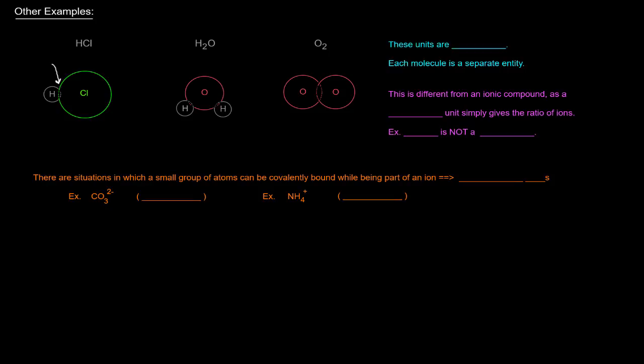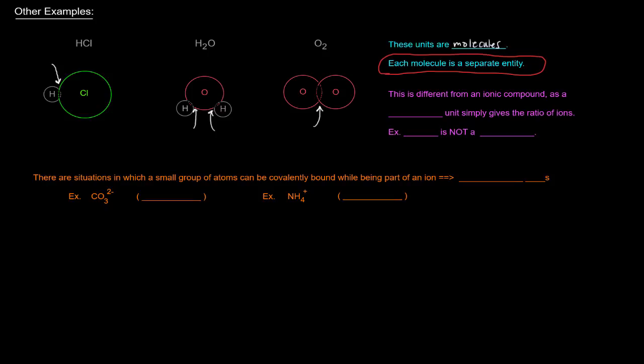Here, H2O, water, there's going to be 2 covalent bonds, right? There's going to be a bond there between that H and that oxygen, and a covalent bond there between that H and that oxygen. And O2, we've got 2 oxygen atoms, 1 covalent bond between them, where they're going to be sharing electrons, okay? Now, each of these units are called molecules. What's super important to realize is that each of these molecules is a separate entity. You can have one single O2 molecule. You can have a single H2O molecule. You can have a single HCl molecule.